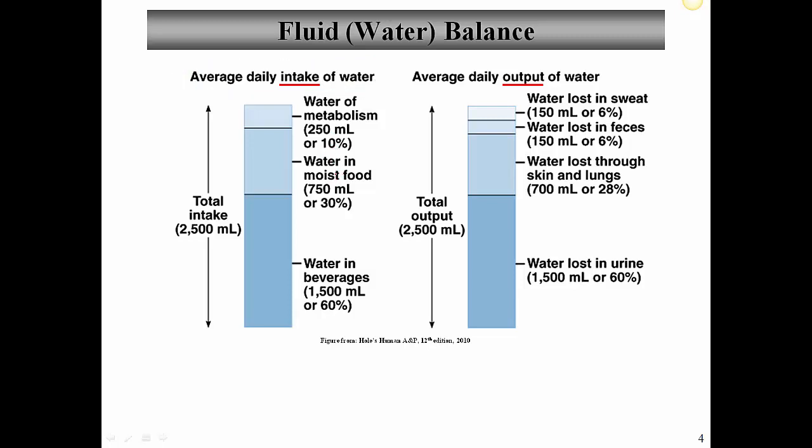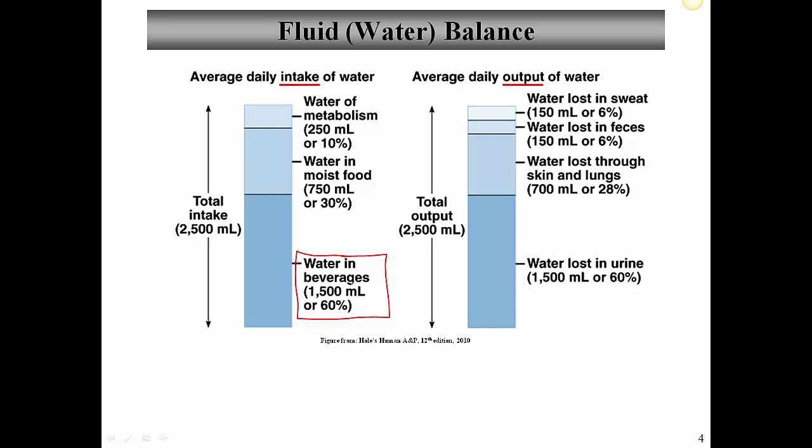The second item that we have here is water in moist food. Now what we're talking about here is not some of my favorite foods like ho-hos, ring-dings, those sort of things. We're talking about things that have lots of water content, for example, fruits, vegetables, and those sort of things. This is about 750 milliliters, or about 30% of our total water intake every day. And finally, you'll see down the bottom, the largest category of intake as far as fluid goes, or water every day, is water in beverages.